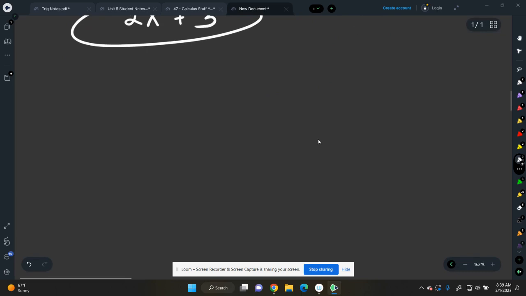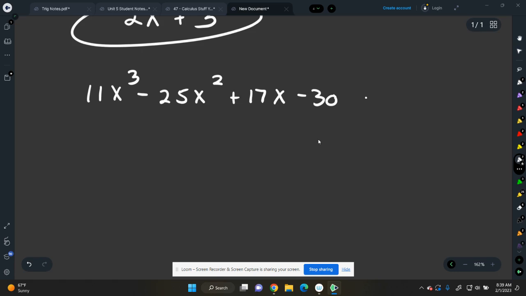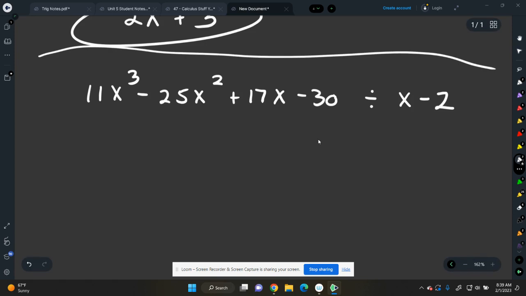Okay, this time, let's do 11x to the third minus 25x squared plus 17x minus 30 divided by x minus 2. Okay, what goes in the box? Positive 2. Good. You get the opposite.